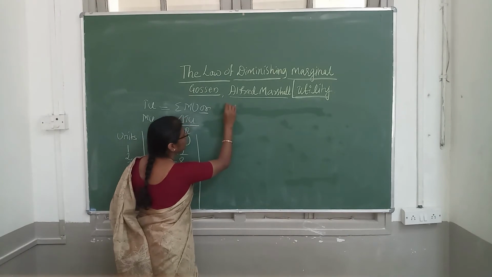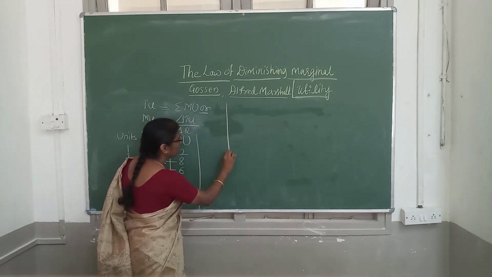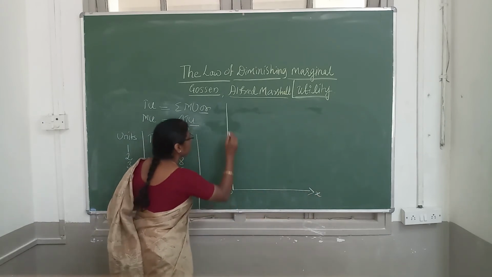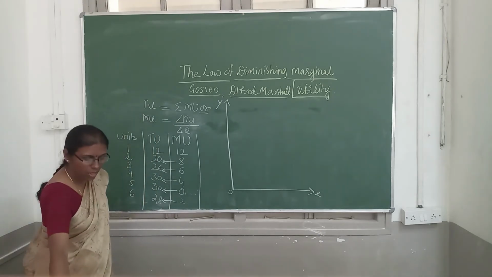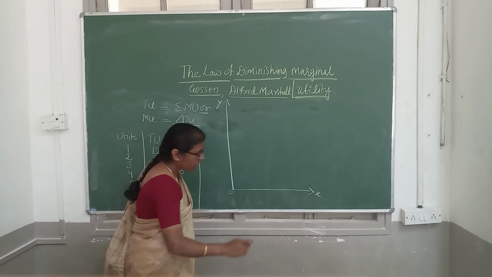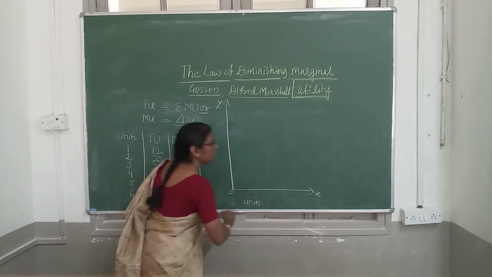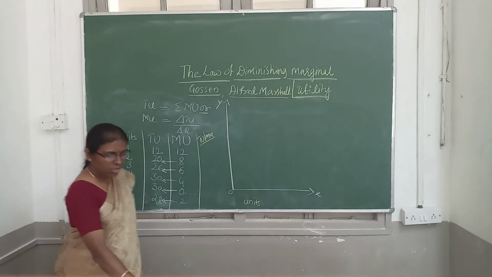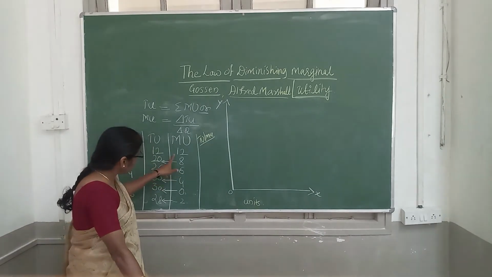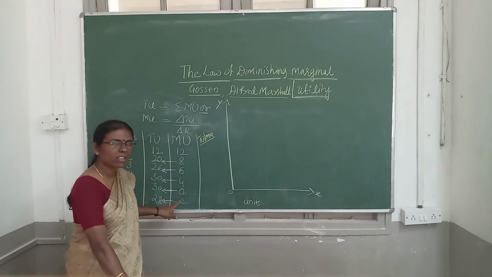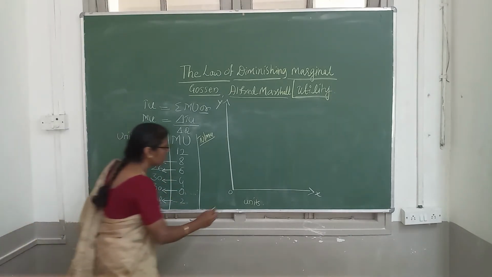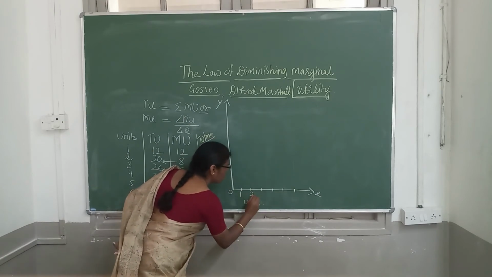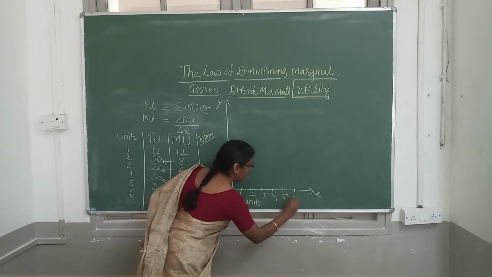So we know that two axes are there, OX and OY. On the X axis, units are taken, and on Y, total utility and marginal utility are considered. Scale is very important, so go through all these numbers and take the perfect scale. For units, I will simply take 1, 2, 3, 4, 5, 6.